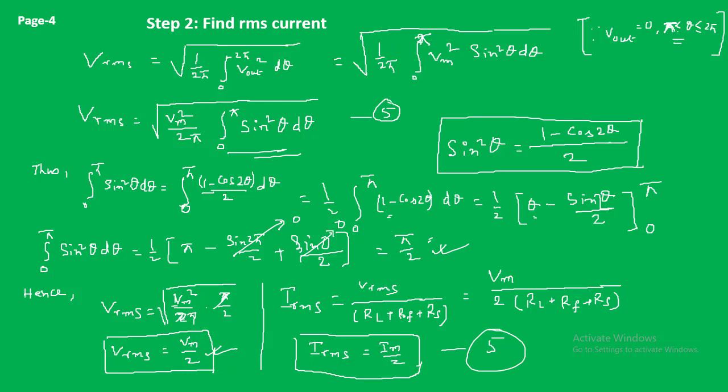IRMS is VRMS divided by the entire resistance of the circuit, so that is RL plus RF plus RS. Now VRMS we have already found as Vm by 2, so we will put Vm by 2 over here. And we know that Im is equal to Vm divided by RL plus RF plus RS. So we can substitute this part with Im, and we are getting IRMS equal to Im by 2. So these two things we have found.